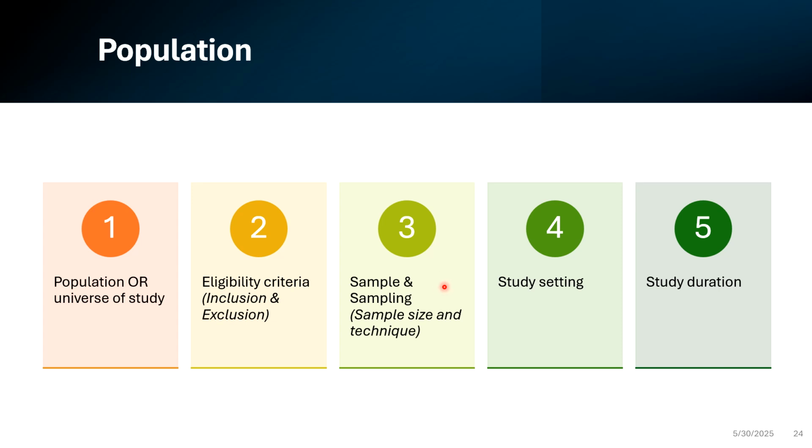For example, I need 300 females, and these 300 females will be selected based upon my selection or sampling technique. If I am going for a probability sampling technique, then I will give each and every member of my target population an equal chance of being selected in the sample. We will be discussing that in detail soon.